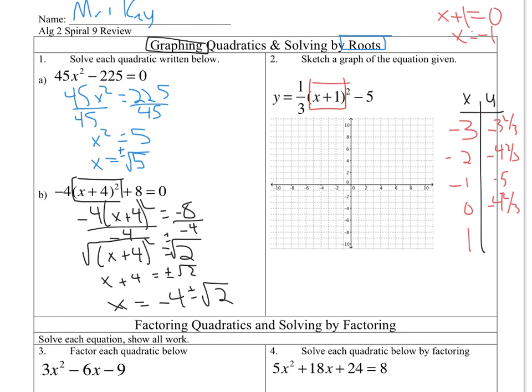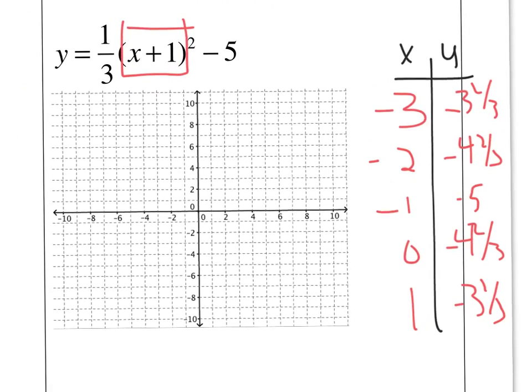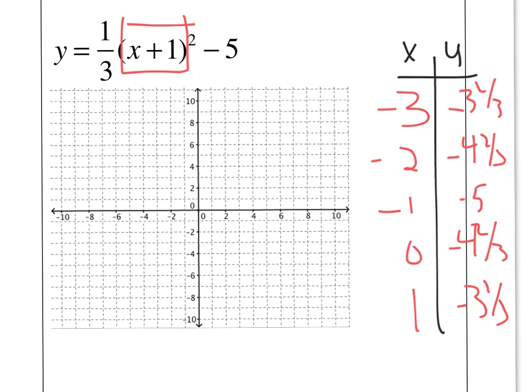And then 1 plus 1 is 2, squared is 4, times a third is 4/3, minus 5 is negative 3 2/3 again. Now I have to graph. I'm going to make my life easier by making my graph a little bigger. So negative 3 2/3, so somewhere around here.